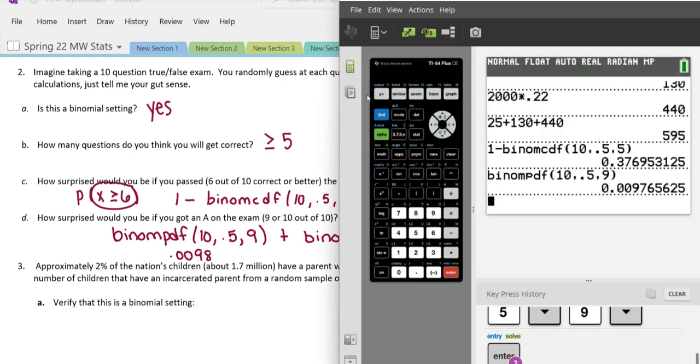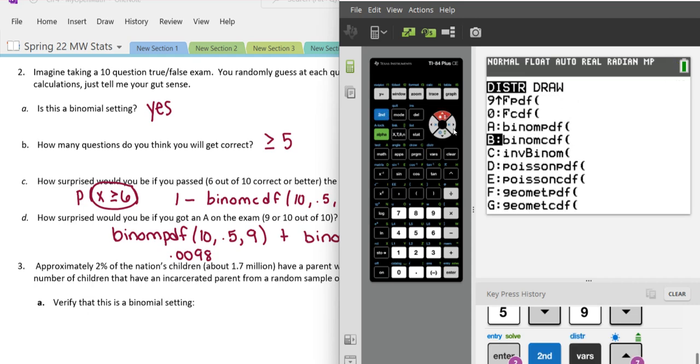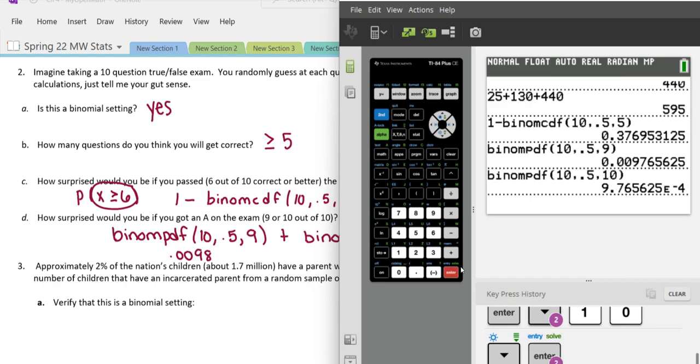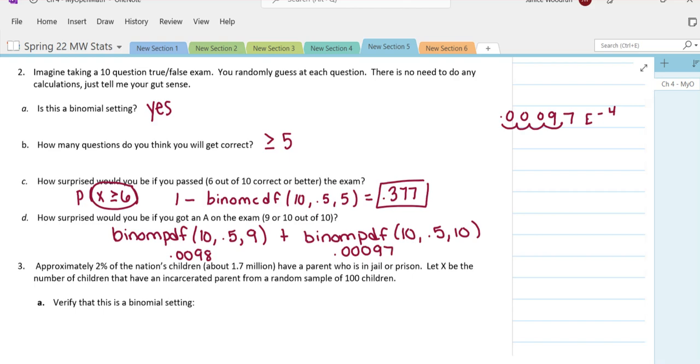Probability of getting exactly 10 right, so 100%, we're just going to change the x value here to 10, is 9.8 times 10 to the negative 4, or e to the negative 4. So 1, 2, 3, 4. So 0.00098.